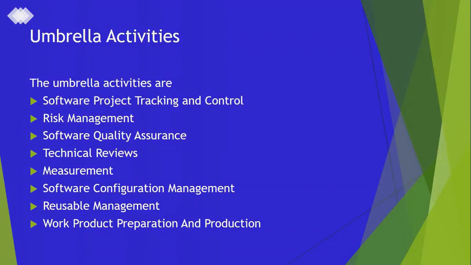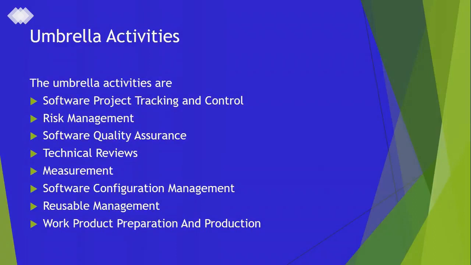Now see each of the umbrella activities. Software project tracking and control. Software project tracking and control allows the software team to assess progress against the project plan and take any necessary action to maintain the schedule. The second umbrella activity is nothing but the risk management. Risk management assesses the risks that may affect the outcome of the project or the quality of the product.